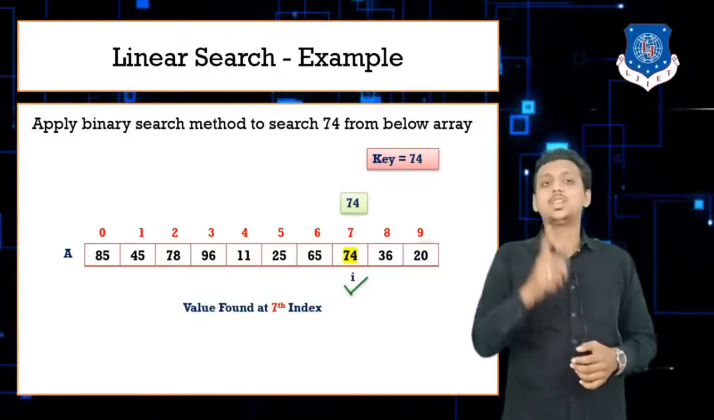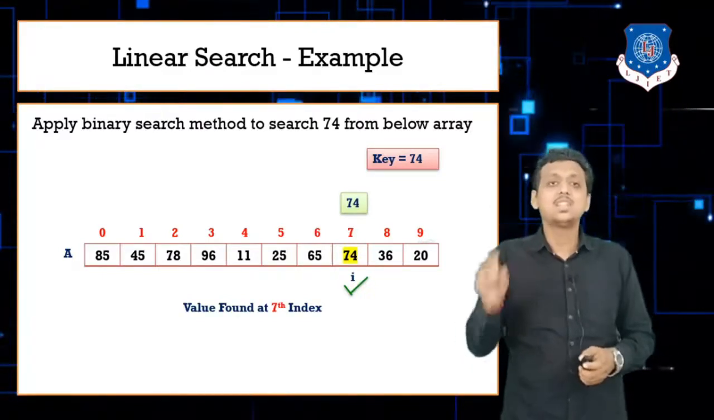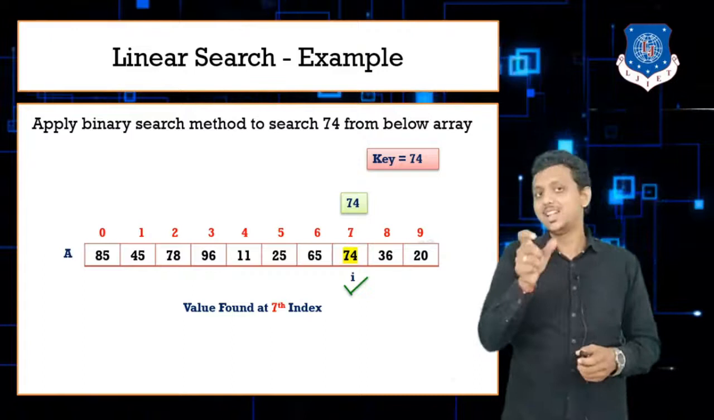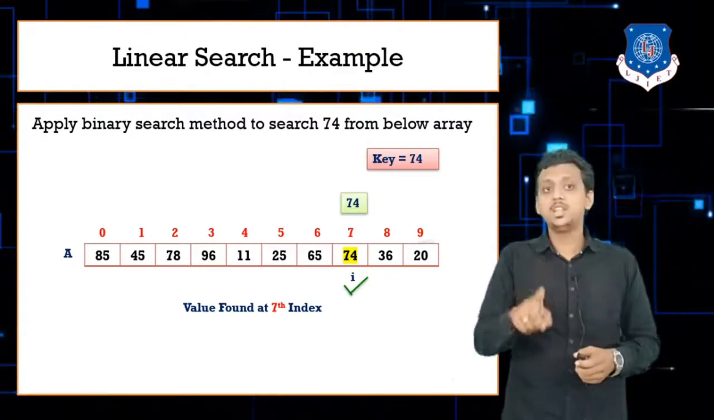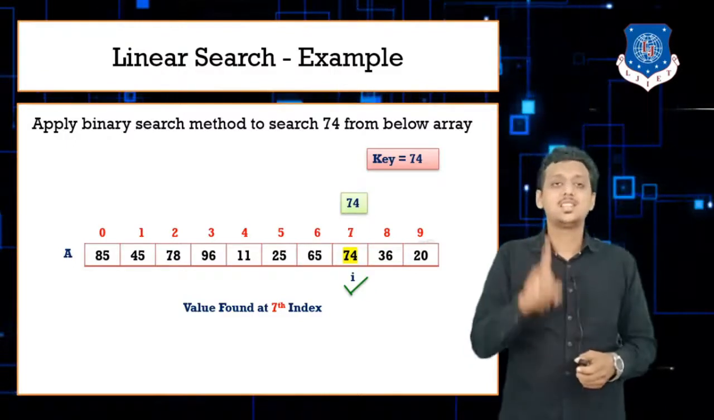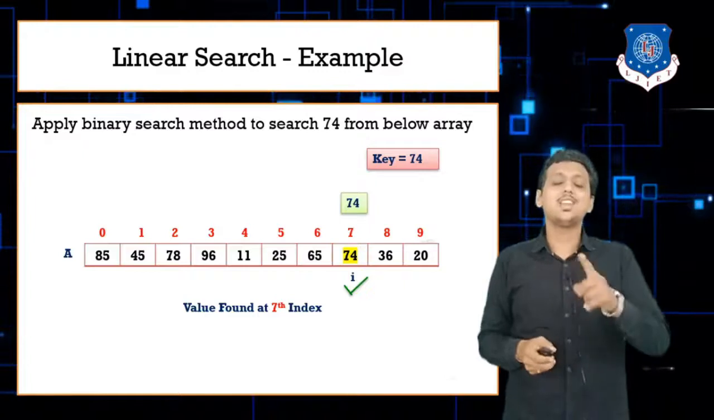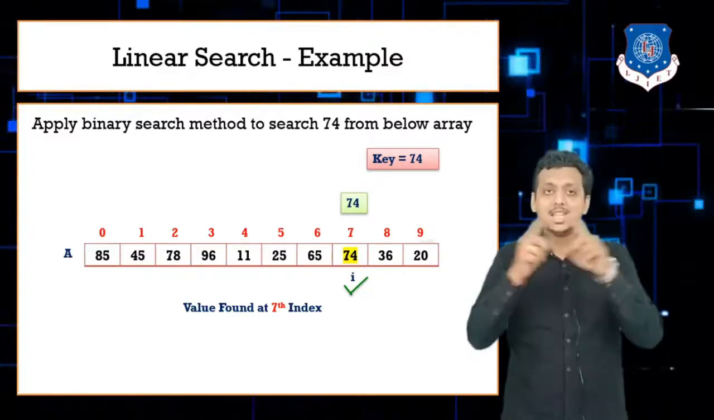I got my value at the 7th index. So it returns i is equal to 7. So you just get the idea. Yes, there is something that I get from the array. So my element is there. 74. Is 74 in the array? Yes, your answer must be yes, 74 is there in my list.